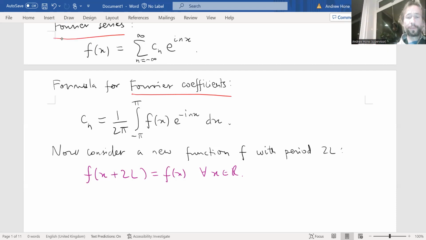Well, the point is that e to the ix and all the powers of that have period 2 pi. So if I want to get something with period 2L, then I'd better scale x by something like L over pi, I guess. So let's see what happens. What I'm going to do is replace x in the formula for f.